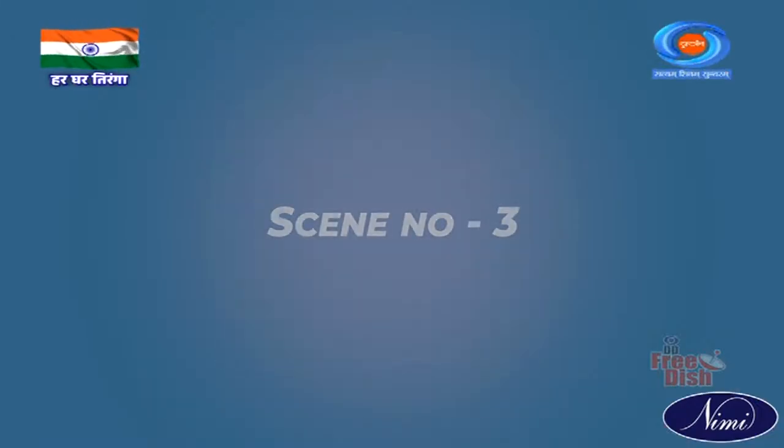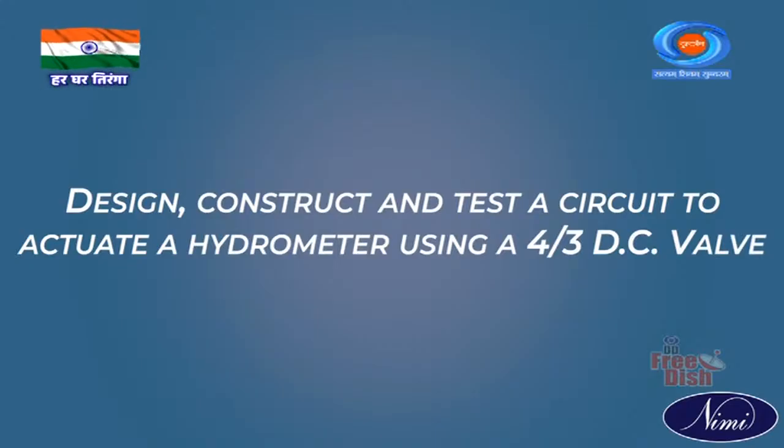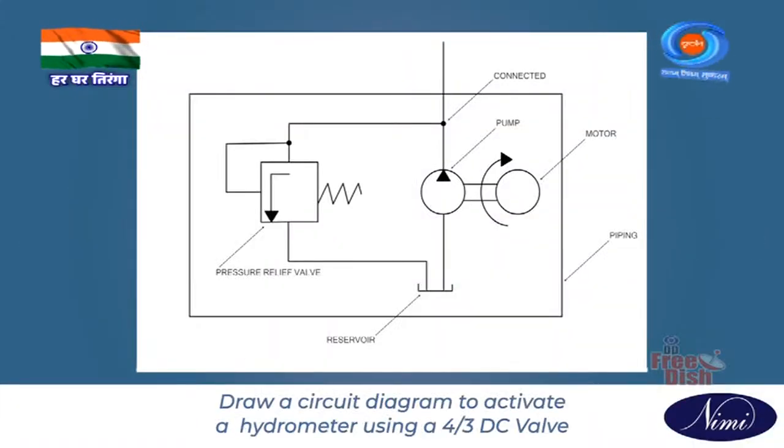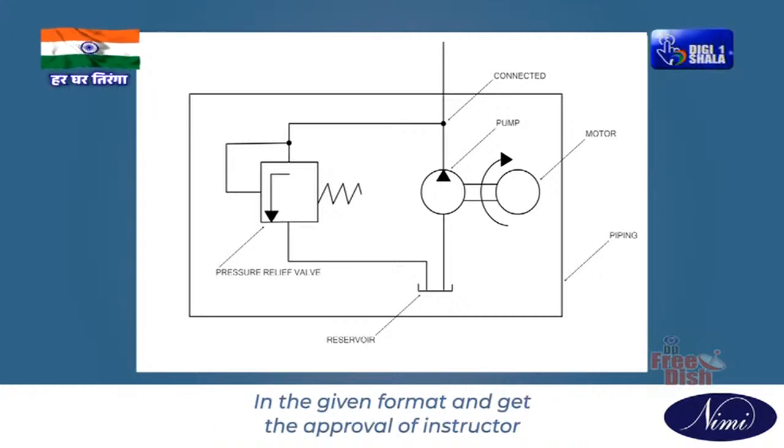Circuit number 3. Design, construct and test a circuit to actuate a hydromotor using a 4x3 DC valve. Draw a circuit diagram to actuate a hydromotor using a 4x3 DC valve in the given format and get the approval of instructor.